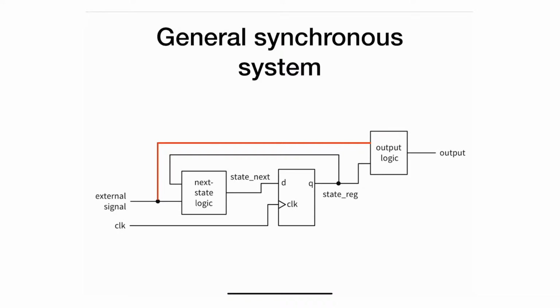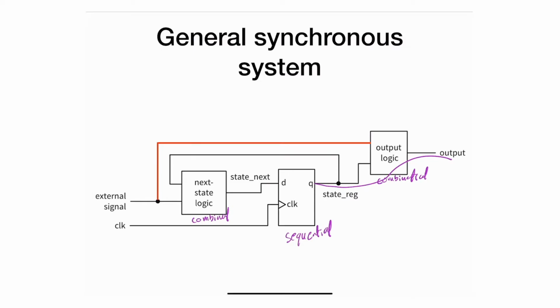As you can see in here, and you have probably seen it before, this is a synchronous system because it has this particular register in here. Generally speaking, a general synchronous system has some sort of register and some sort of logic that decides what the next state should be. This logic is combinational, and it also has some output logic, which is also combinational.